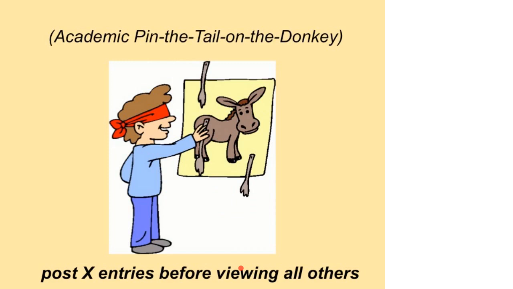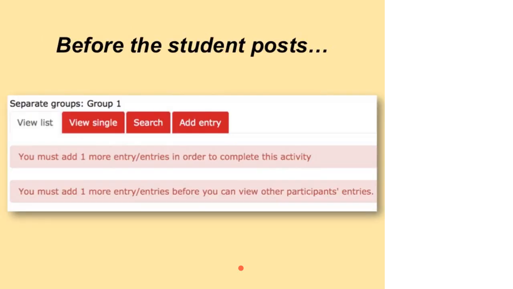So the student has to post a certain number of entries before they can view all others. The database activity allows us to be able to do this. So this is what it looks like before they've entered something. If they haven't completed the activity, it tells them that they have to add one or more entries in order to complete the activity, and also before they can view any other participants' entries.